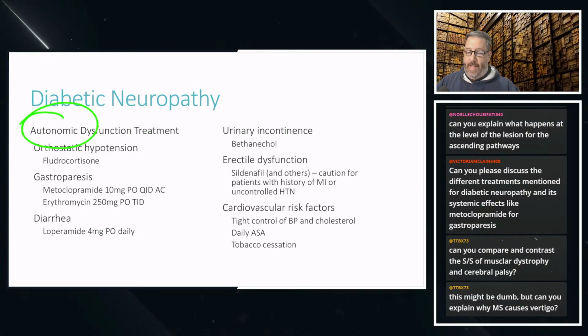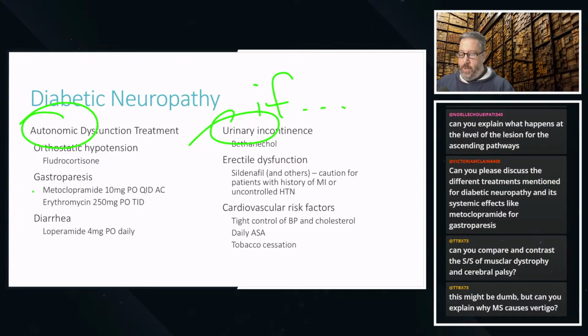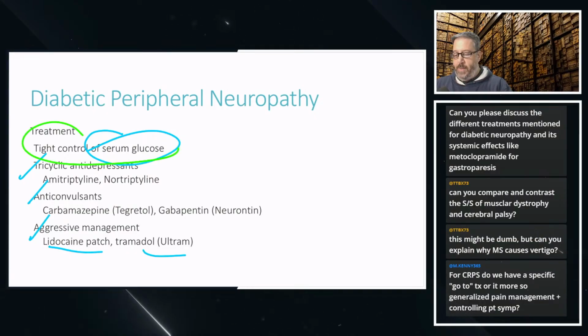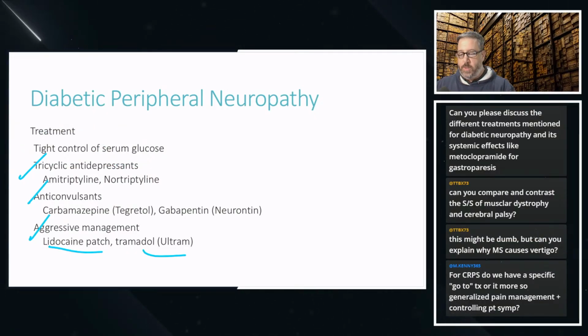If they have urinary incontinence, then bethanechol is a great one to use. If they have gastroparesis, then you can give metoclopramide for that. If they have orthostatic hypotension, you can try other things first, but fludrocortisone, the volume expander, is another good one you can use for that. So these are all treatments if they have these problems. And remember, always number one is going to be this tight control of serum glucose. Number one, always, get that sugar under control.